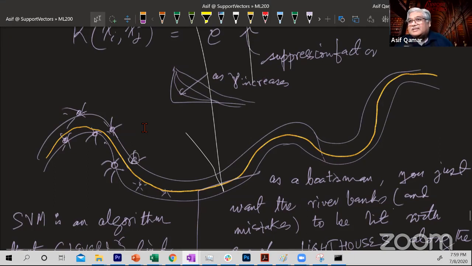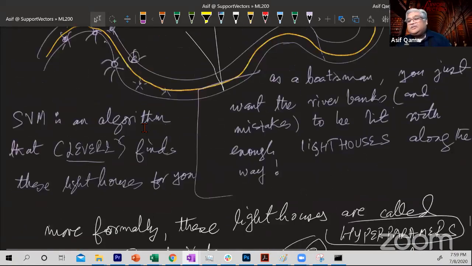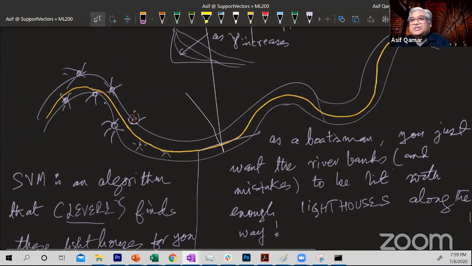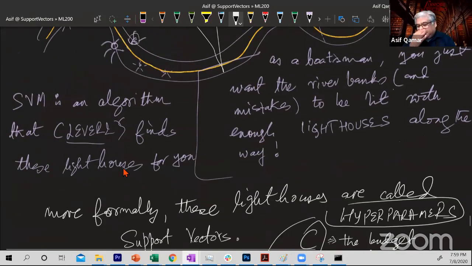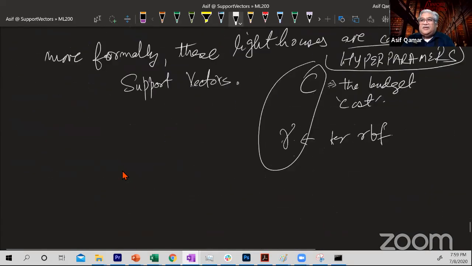Do you guys remember this discussion? We stopped yesterday by saying that support vector machines or kernels help you find the lighthouses that can guide you along a non-linear decision boundary. These lighthouses are your support vectors. SVM is a clever algorithm that can find the lighthouses that can help you navigate the decision boundary. It helps you flow a river through the data, the widest river that you have.